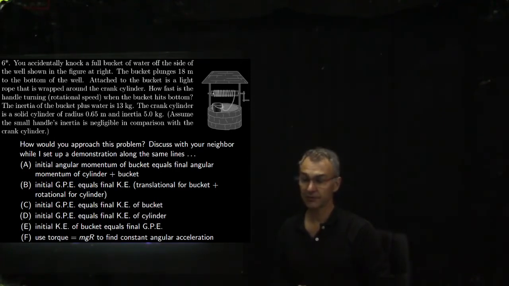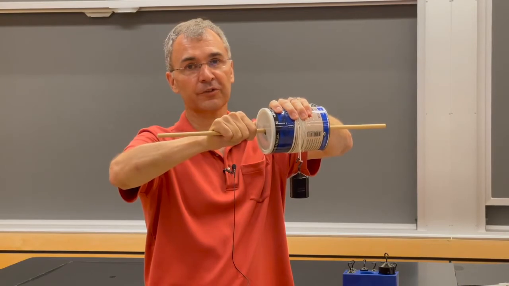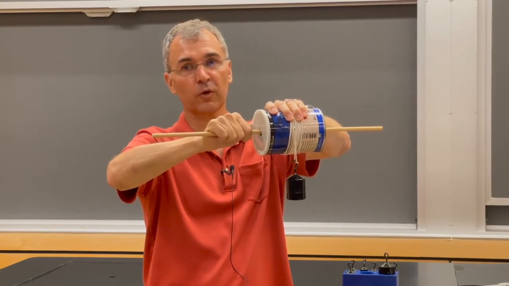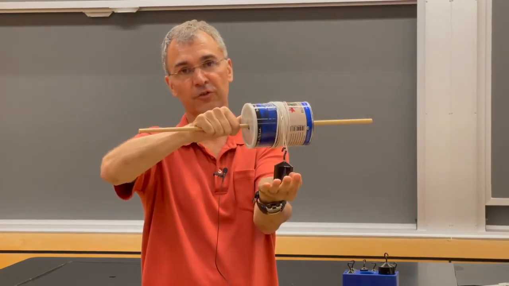The inertia of the bucket: the mass of the bucket and water together is 13 kilograms. The crank cylinder is a solid cylinder of radius 0.65 meters and mass 5 kilograms. Assume the small handle's mass is negligible compared with the crank cylinder. It's a solid cylinder, which is like the axle of our well. And this is a bucket, and the bucket is filled with water.